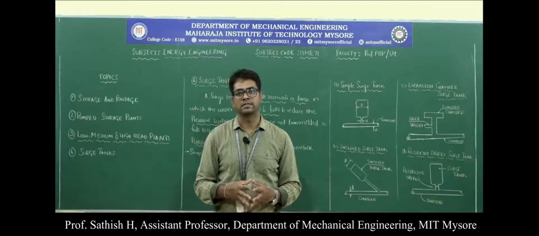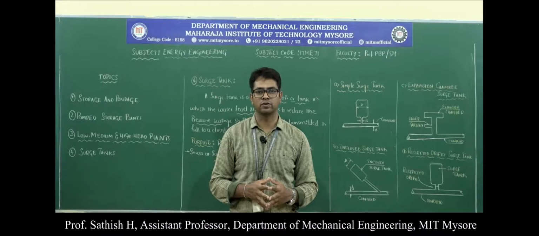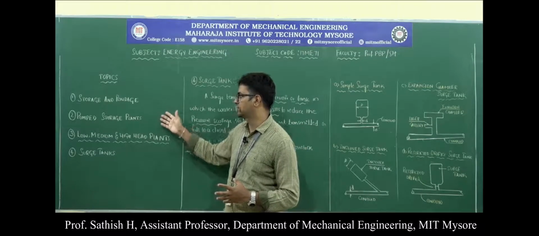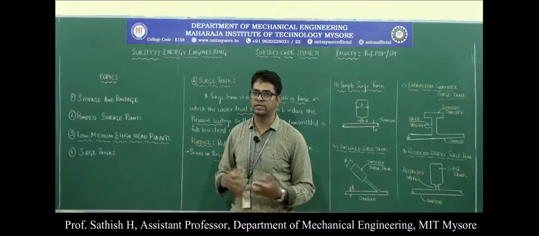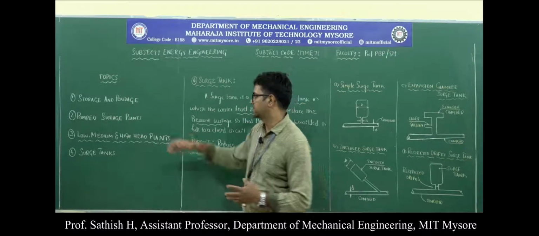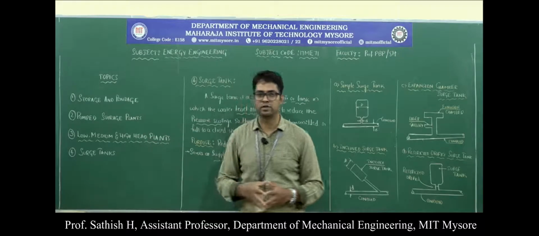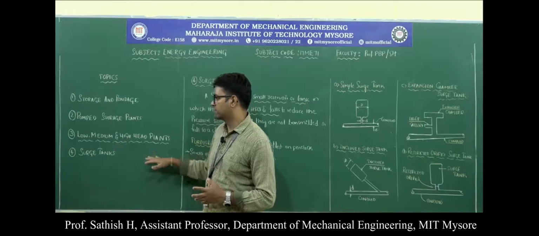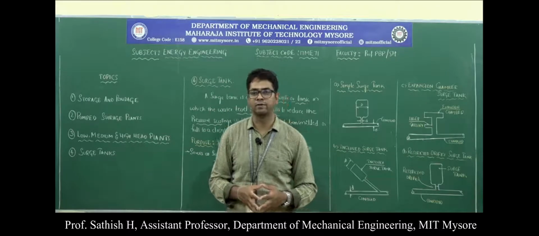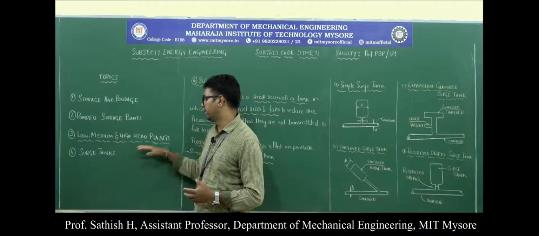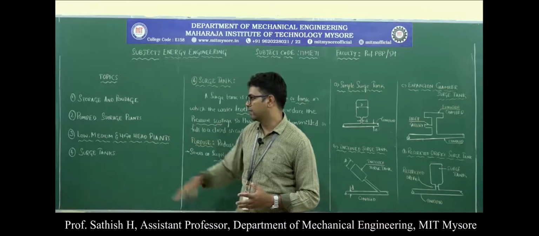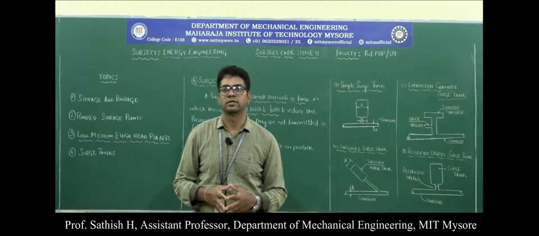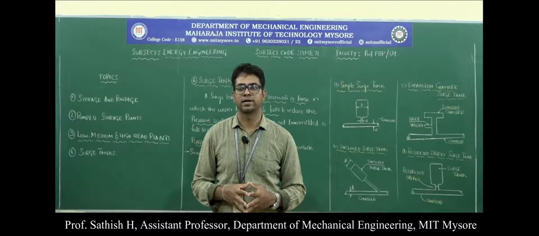So this is for the session. We have discussed four important topics. The first is storage and pondage, and why we need storage and pondage. With the help of a sketch we discussed that, and pumped storage plants also. Later we tried to understand the classification of hydroelectric power plants, which are classified as low, medium and high head plants. The last topic that we discussed in this session is the surge tank. So these are the different topics that we have covered.